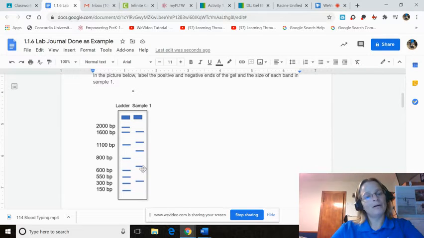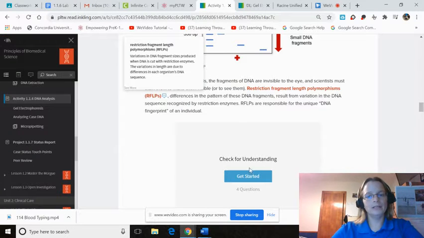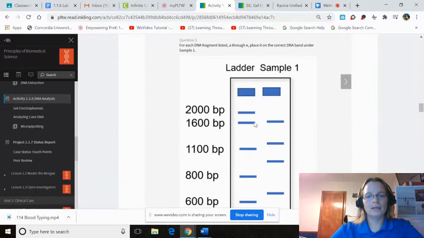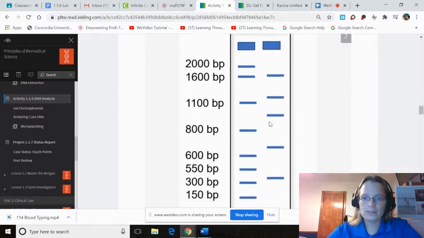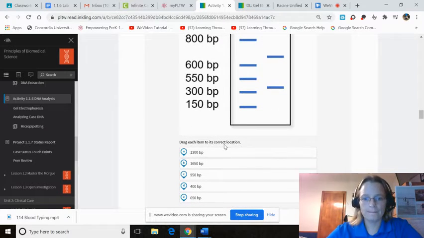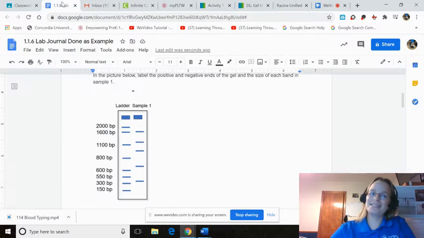So now we have to label all of the bands in sample 1. It's just like a type of graphing. So if we look here, the check for understanding, this first band in sample 1 is between 1600 and 2000. See how it's between these two numbers? So let's look at our choices. Which one of these numbers down here is between 1600 and 2000? 1650, you're right. So let's label that. That's 1650. BP stands for base pairs.